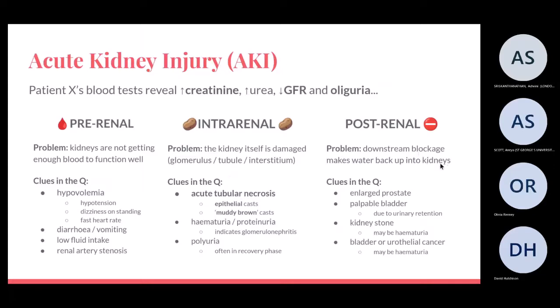So not good. And your clues in the question are anything in the ureters, in the bladder, sometimes in the urethra, anything like that that is a blockage that will stop the flow of urine out when you pee. So enlarged prostate, palpable bladder, because the bladder's got really, really big because it's in retention, or a kidney stone sometimes can cause this problem, or a type of bladder or urothelial cancer.